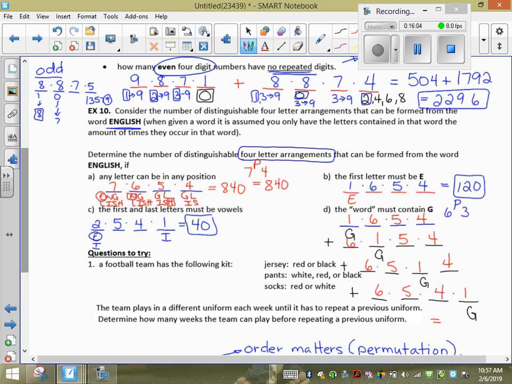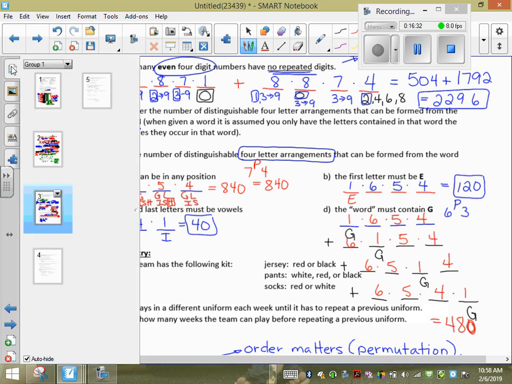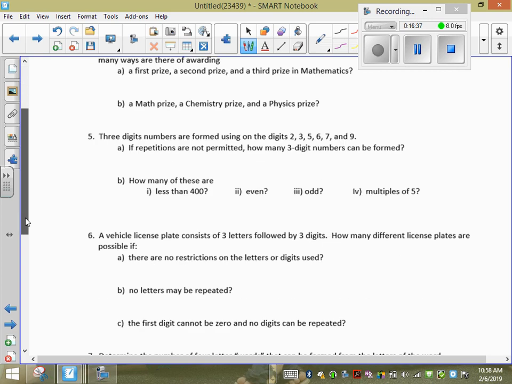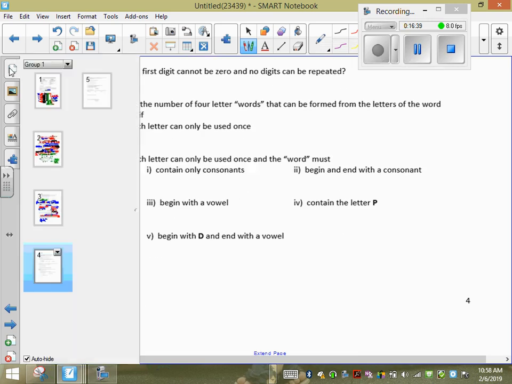So it's 480. If you notice, it's 120 plus 120 plus 120 plus 120. Or what could you have just done? Each of these is 120. So we could have done 120 times 4 because it can move into 4 different spots. So the rest of the questions to try will be for homework, and we're moving on. So you'll be able to do the rest that I didn't give you.